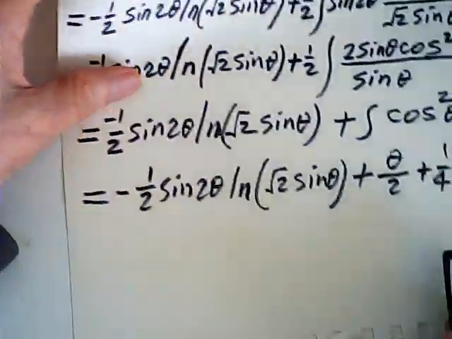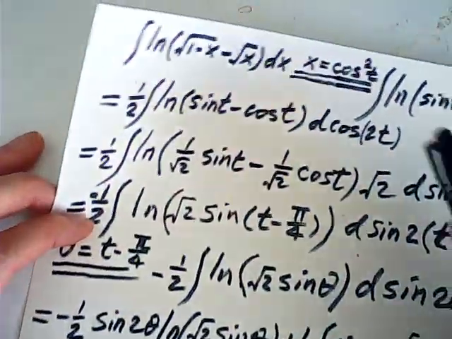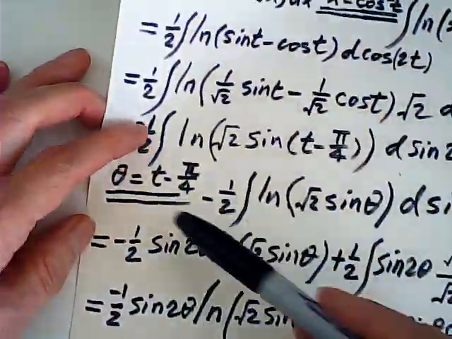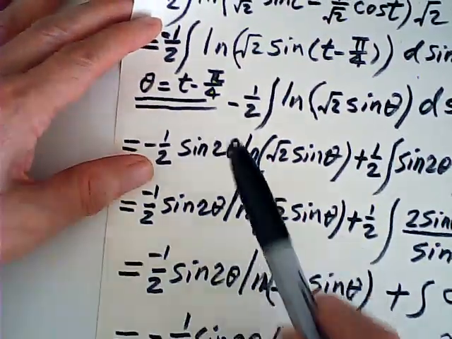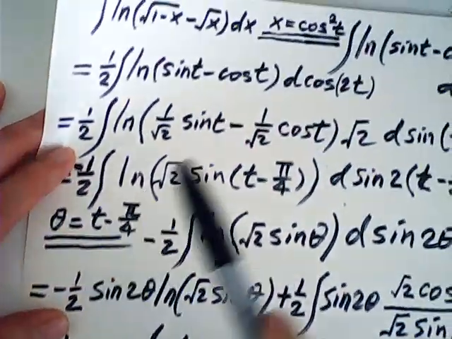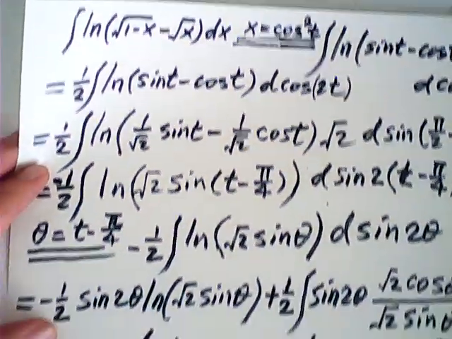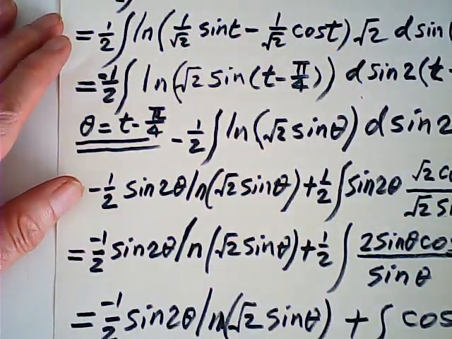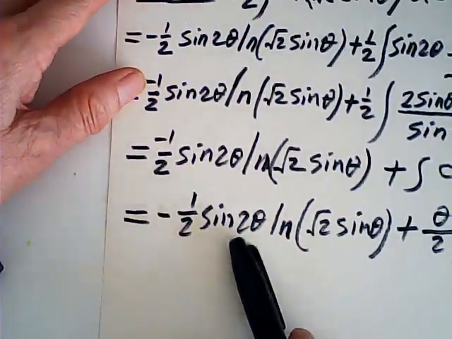We have to convert back theta to x. Since we have two substitutions, we have to convert theta to t, then t to x. Okay, now let's consider one by one. There's 2 theta.